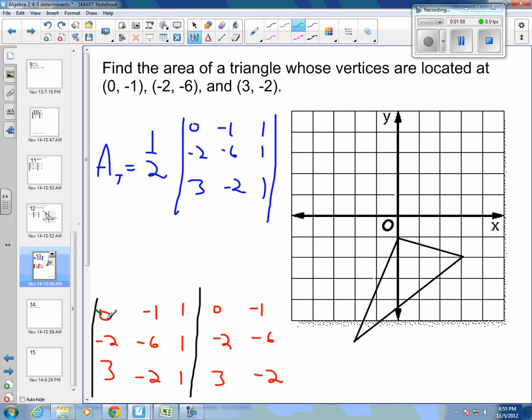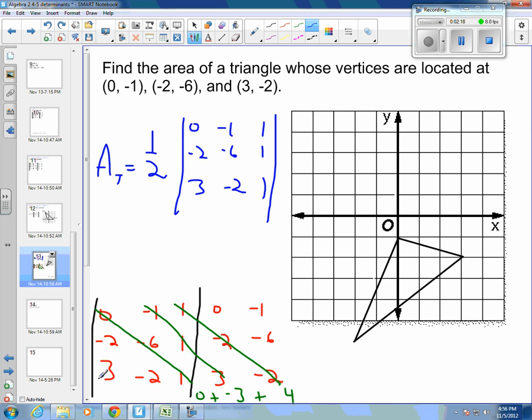Now I'm going to find my diagonals. 0 times anything is 0, so that one's 0. This one is 1 times 1 times 3, so that's going to be -3 because of that negative sign right there. And this is a -2 times -6 is 12, times 1 is 12... no, 2 times 2 is 4, times 1 is 4, 2 negatives make a positive, so that's 4. So I'm adding here.